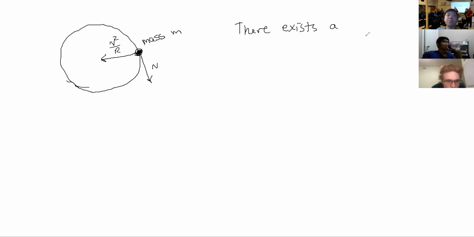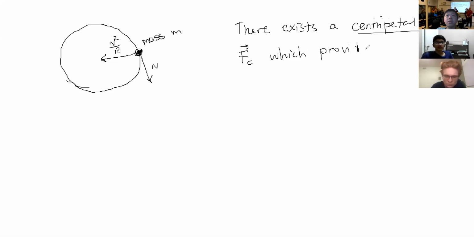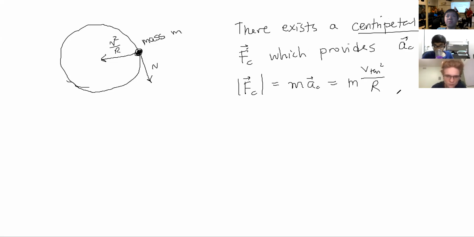So that's why there must exist a centripetal force. Let's call this F sub c, which provides centripetal acceleration, right? And then, because of Newton's second law, this has to have a magnitude of m times a_c, which is equal to m v tan squared over r.